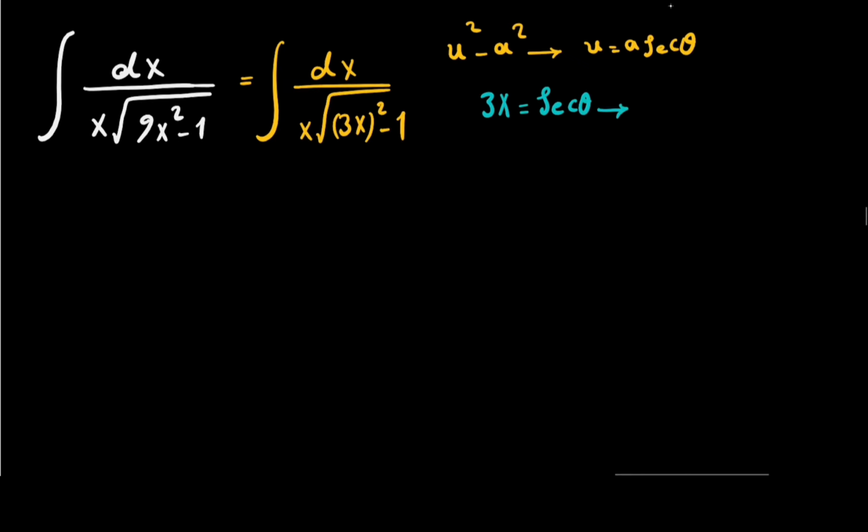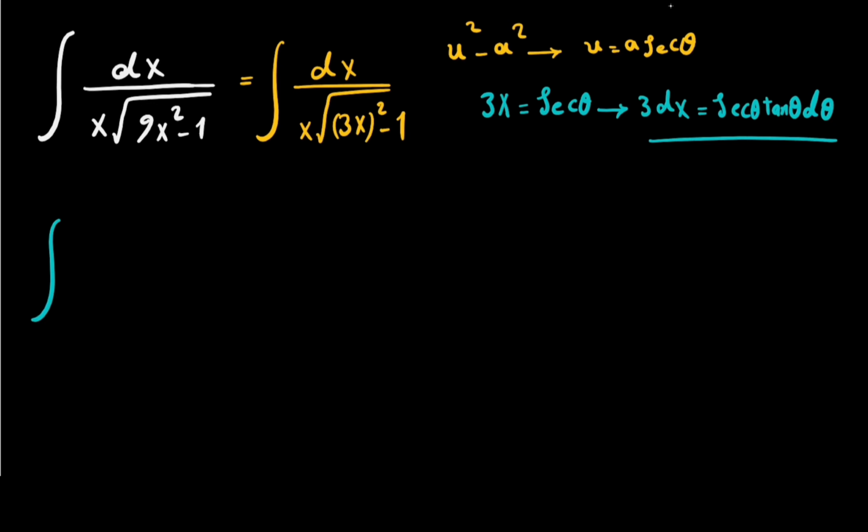So if you differentiate on the left side, you can write 3 times dx. On the right side, you can write secant theta times tangent theta times d theta. Why? Because if you differentiate secant theta, the answer will be secant theta times tangent theta. So here we go. If I use this form, instead of dx, I can write secant theta times tangent theta times d theta divided by 3.